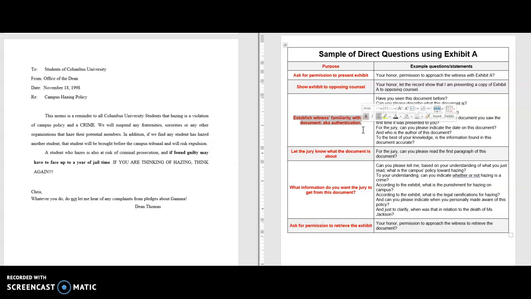Again, this process is known as authentication. The purpose of this particular process is to have the witness explain A, how they're familiar with the document, B, that they have seen the document before, and C, that the document is reliable to the best of their knowledge. If you find that the witness is not specific enough, you can always add in more questions.